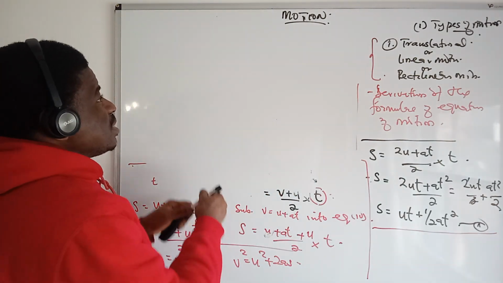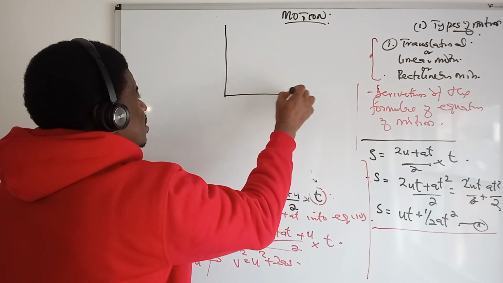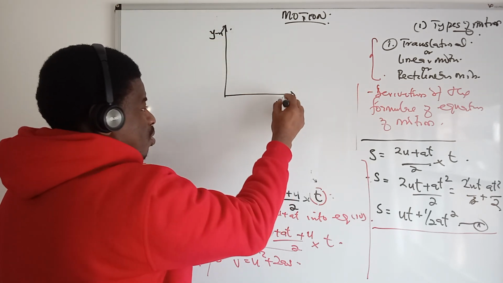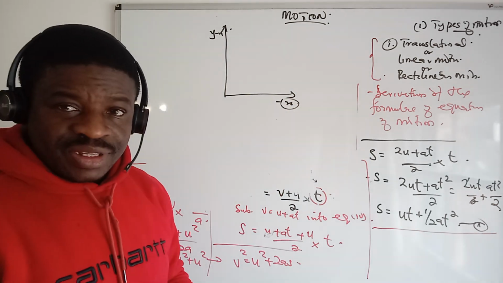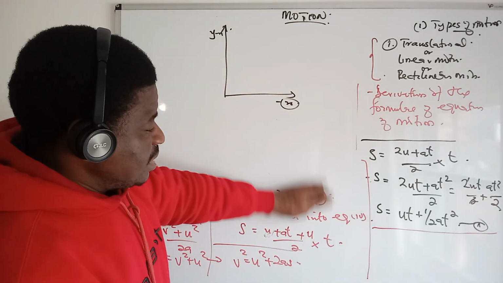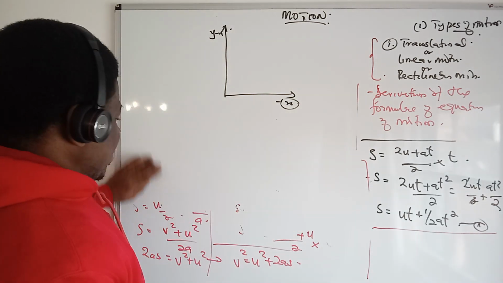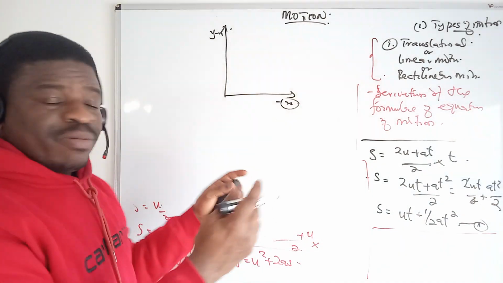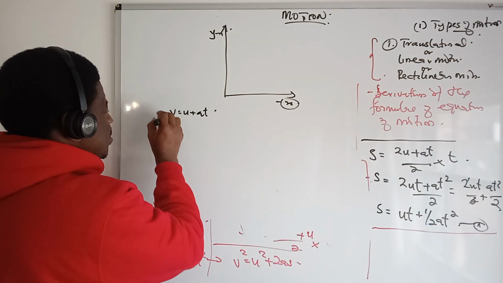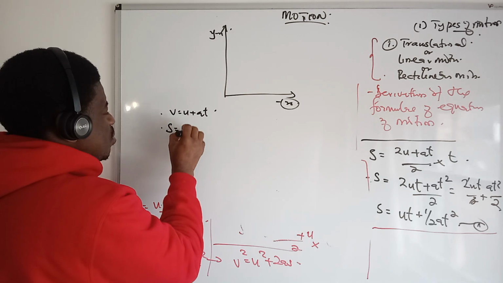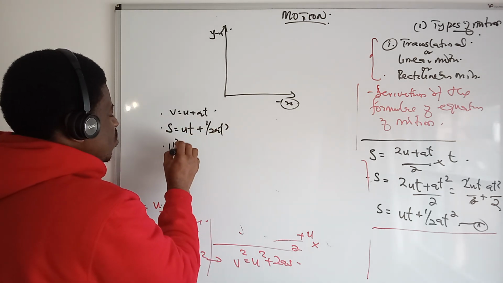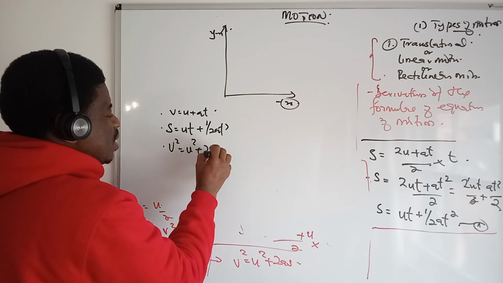Now for the y-axis, look at it. This is the y-axis, this is the x-axis. On the x-axis we have derived it, and that is the basic, you have to know that. Now the y-axis is a little different in comparison. You have v is u plus at, s is ut plus half at squared, and v squared is u squared plus 2as.